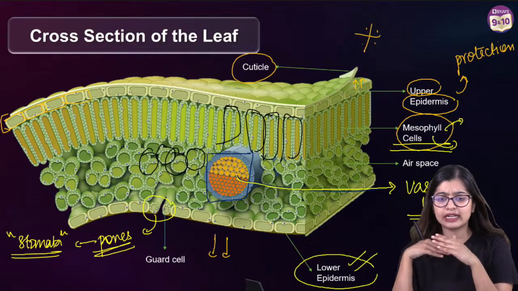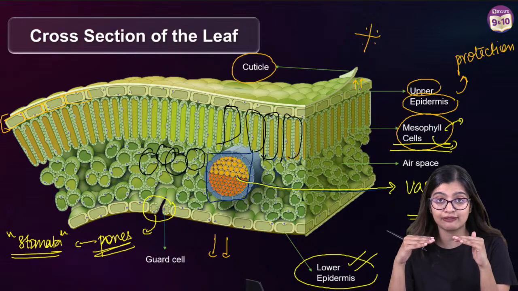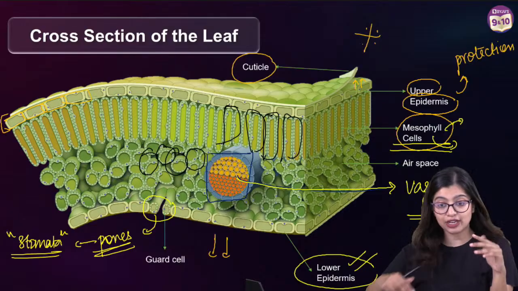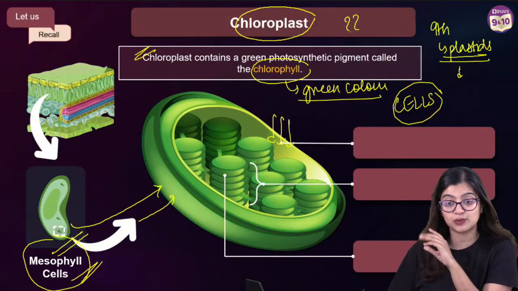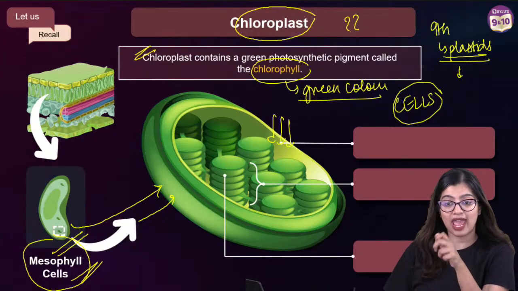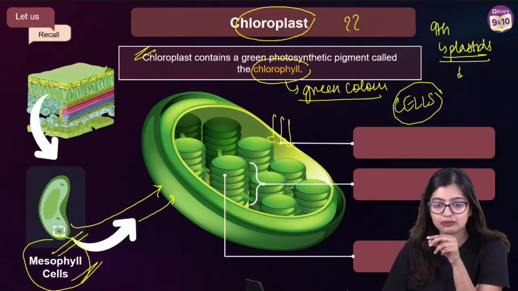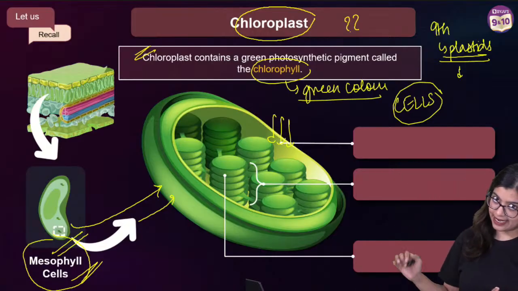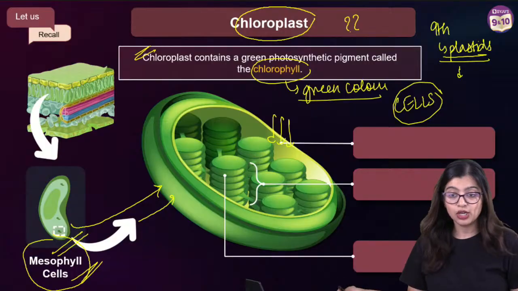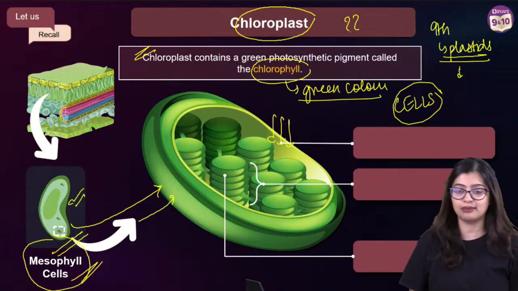So now, are we clear about the structure of the leaf? Are we clear about the cross section and the different parts of the leaf, and what kind of cell organelles we find and where we find them? Yes? Ma'am, but chlorophyll is present in chloroplast. It is, right? And where do we find this chloroplast? Chloroplast in turn is found inside the mesophyll cell.